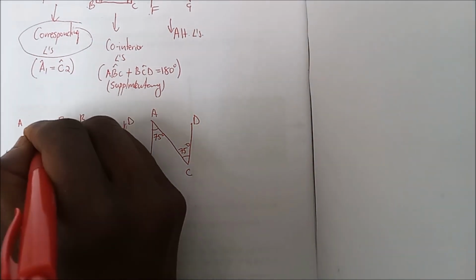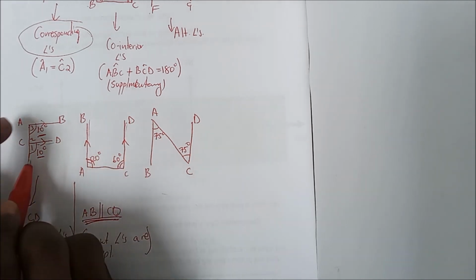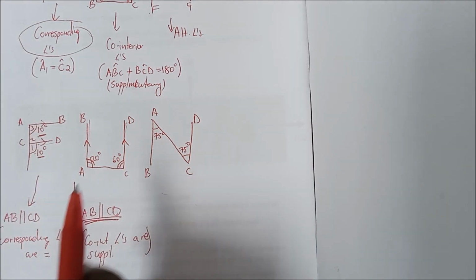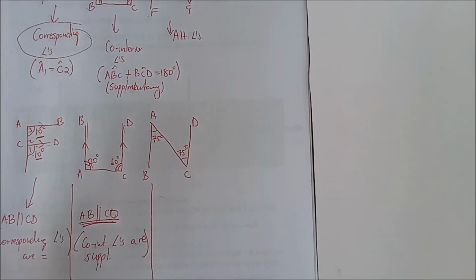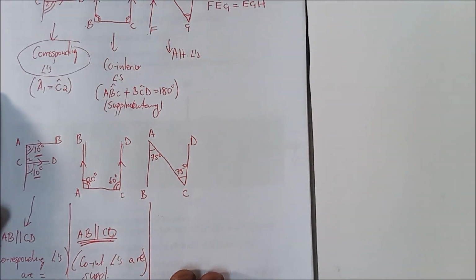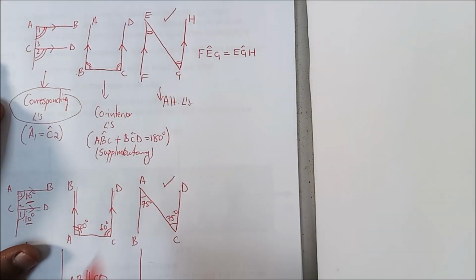So this is parallel and that's parallel. Why are we saying they are parallel? Because here corresponding angles are equal and here co-interior angles add up to 180 degrees. So now let's look at the last one. Looking at the last one, let's compare. Let's look at these and these.